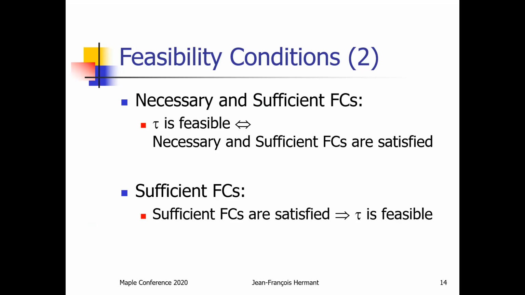With a necessary and sufficient feasibility condition, we have: τ is feasible if and only if the necessary and sufficient feasibility conditions are satisfied. And with a sufficient feasibility condition, we have: the sufficient feasibility conditions are satisfied implies that τ is feasible.